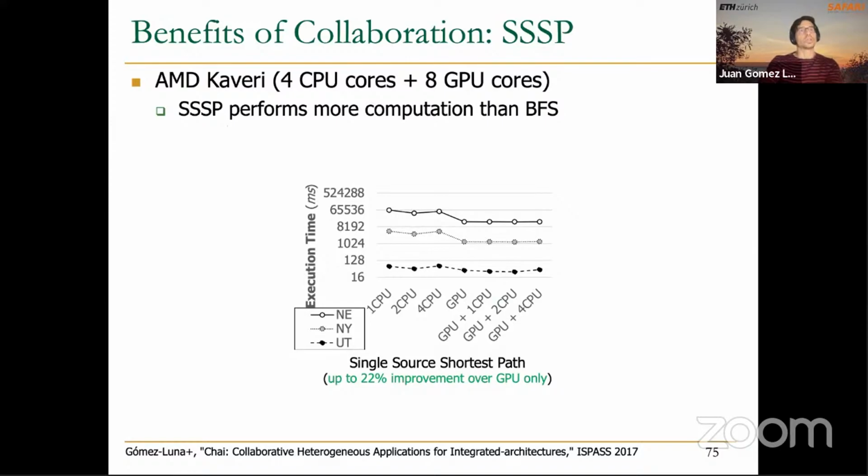And here you can see a few more results. This is related, it's not exactly the same algorithm. It's not BFS, it's single source shortest path, SSSP. It's a related algorithm, has a little bit more computation, and in this case we can also obtain up to 22% performance improvement on the AMD Cavalry.